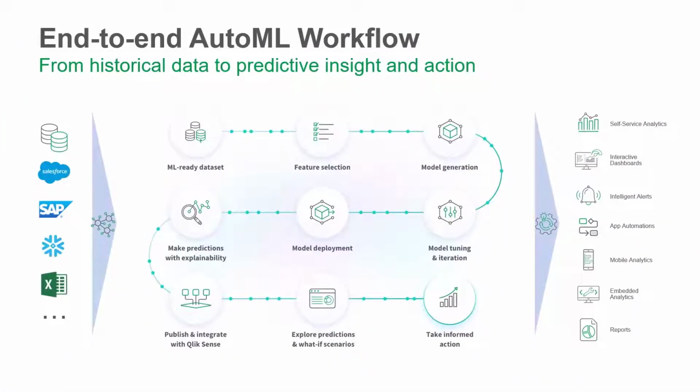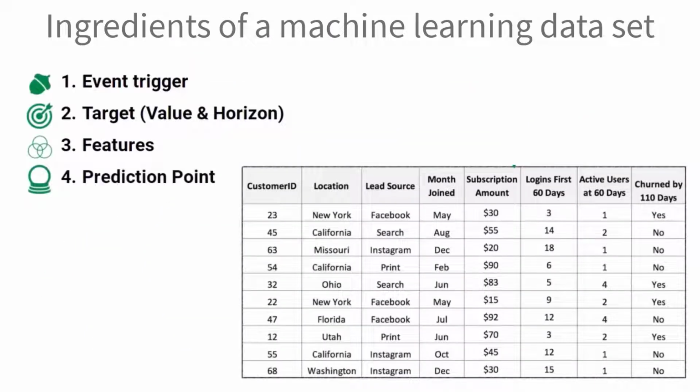Machine learning and predictive analysis go beyond traditional data analytics, and it is important to remember that Qlik AutoML should be used to solve the right types of business problems and requires specific ingredients for architecting a machine learning-ready data set. Before using Qlik AutoML, be sure to check out the resource links where this video is posted.